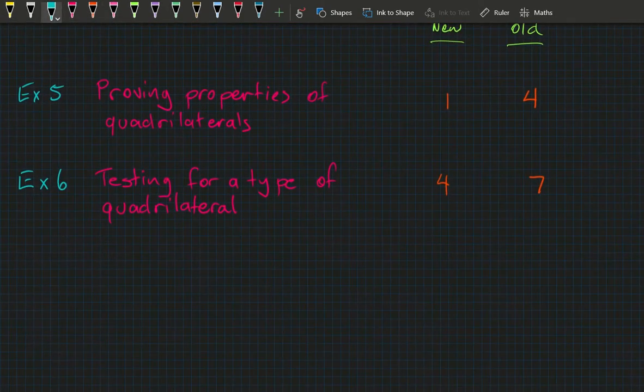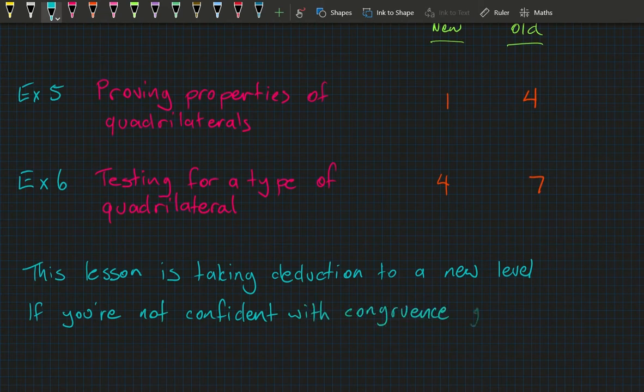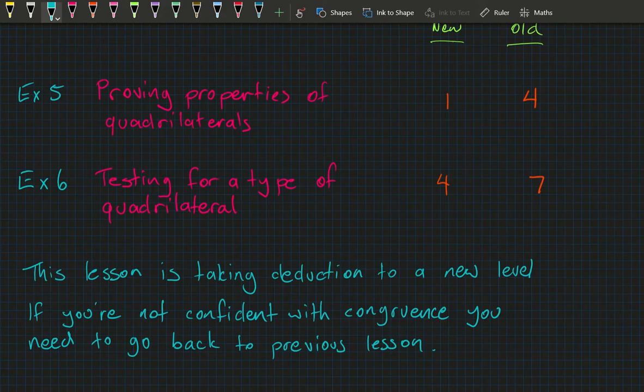And just as we left off in the last lesson talking about the power of deduction, we have to take it to a new level in this lesson. So if you're not comfortable with tests for congruent triangles and their properties, then you need to work on the previous lesson. Alright, I'll see you in the introduction.